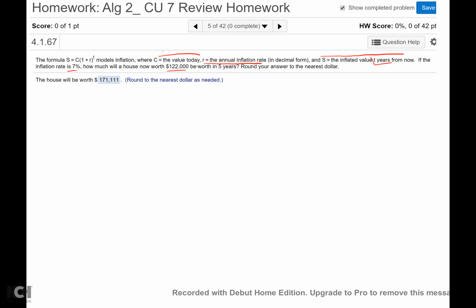So it says C is the value today, and that would be my 122,000. T would be 5, and R would be 0.07. So if I plug those in, S equals 122,000 times 1 plus my rate, 0.07, to the time, which is 5 years.